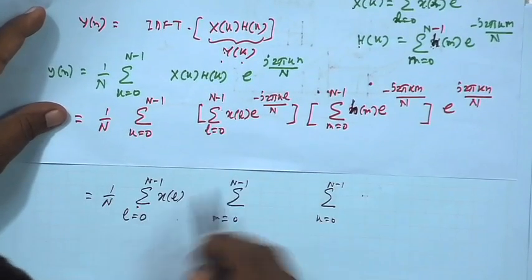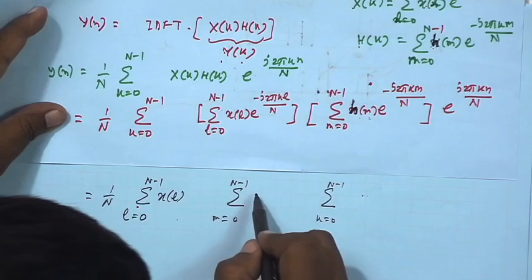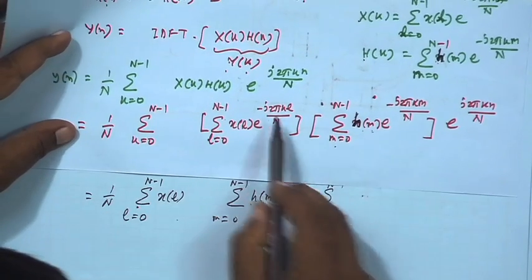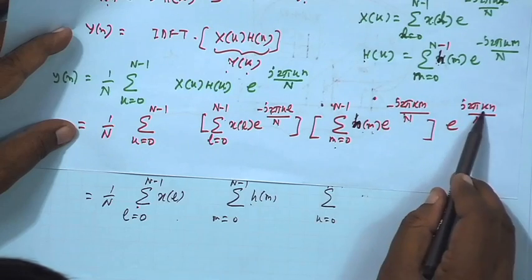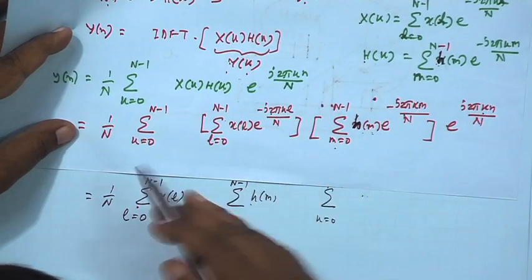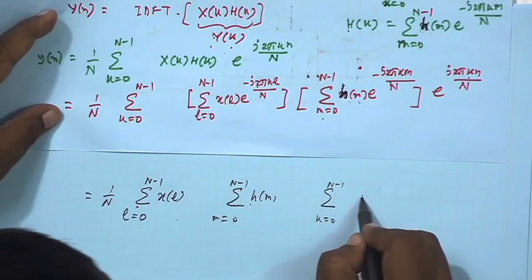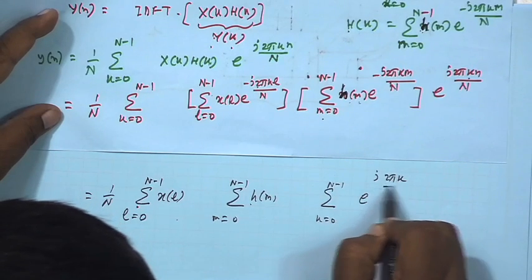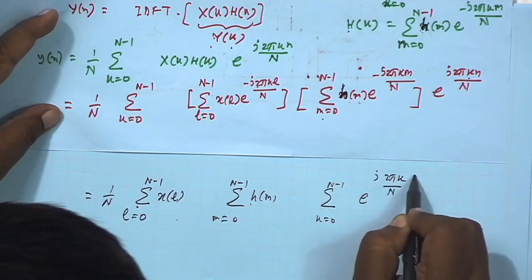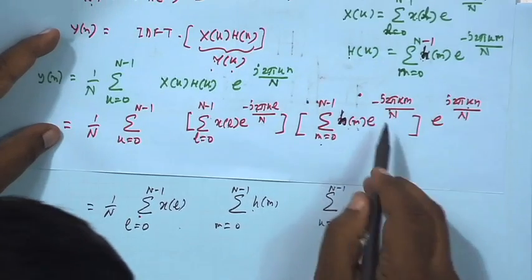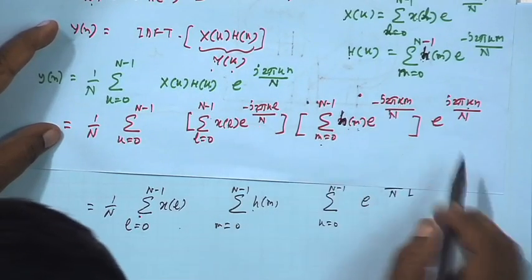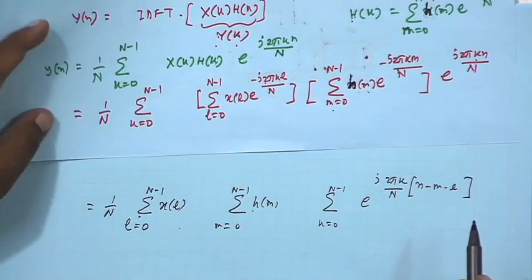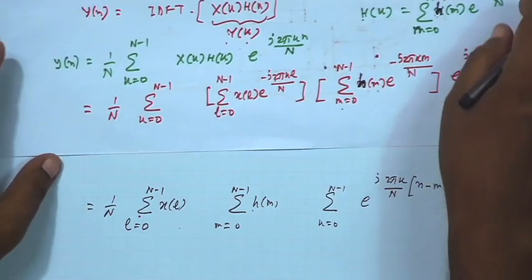So, this x L came here, h m comes here because it depends on m. But this exponential, this exponential, this exponential, they are all functions of k. So, they go inside. So, you have e to the power j 2 pi k by N into small n minus m minus L.